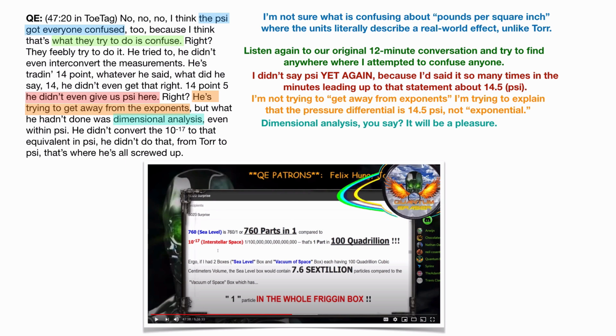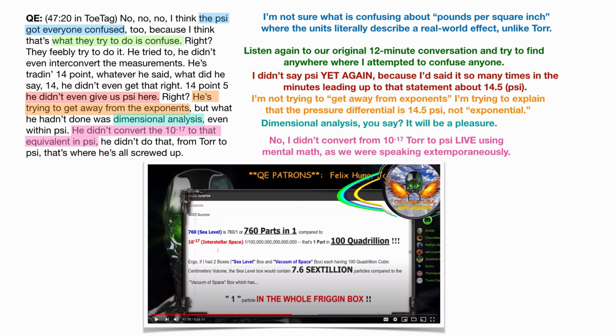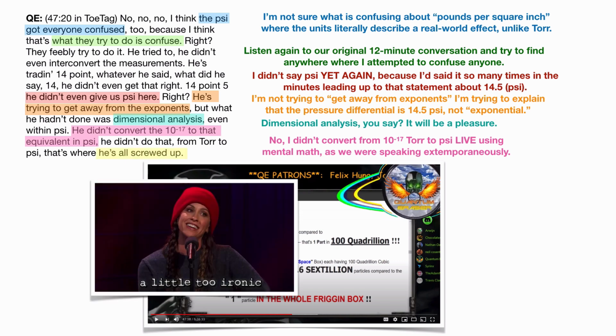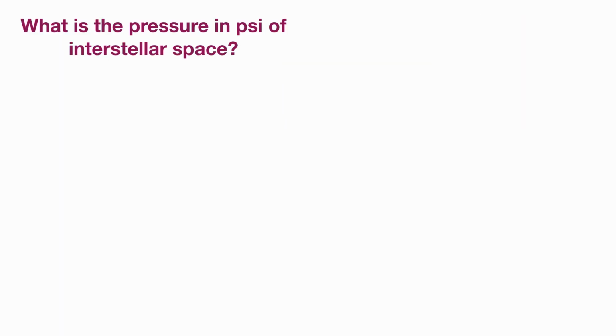Dimensional analysis, it sounds kind of like a challenge, but I'll be happy to show you some dimensional analysis in the next couple slides. But he says, he didn't even convert. So I just want to remind you, we were having a live conversation. He gives me this document I'd never seen before. And so no, I was not going to convert from torr to PSI using mental math as we were speaking, which is kind of a silly expectation. As far as being all screwed up, it's a bit ironic.